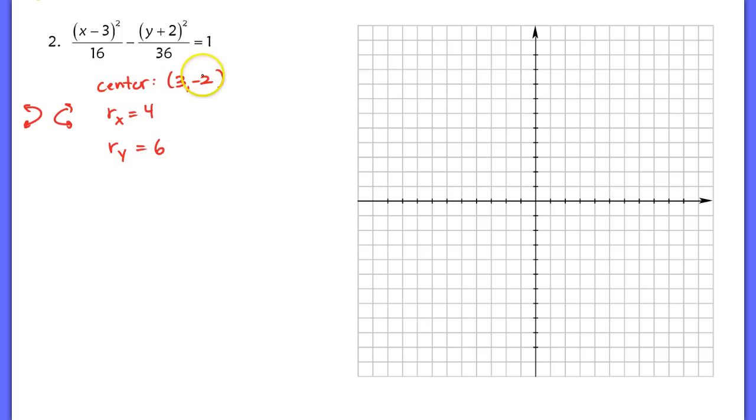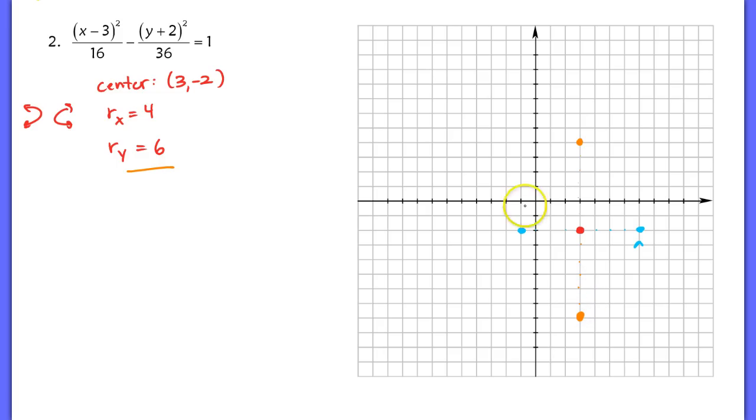So let's go ahead and start plotting the center, 3, negative 2 here. Now the r sub x means in the x direction I move 1, 2, 3, 4 units, and left 1, 2, 3, 4 units. This is my transverse axis, okay, this segment length here. It's the segment that connects the two vertices. So this is a vertex, and this is a vertex of the hyperbola because it's supposed to open left and right, okay? Now for the other points that will form that box that we need to use, we'll go up 6 units and down 6 units from the center. So up 1, 2, 3, 4, 5, 6, and down 1, 2, 3, 4, 5, 6.